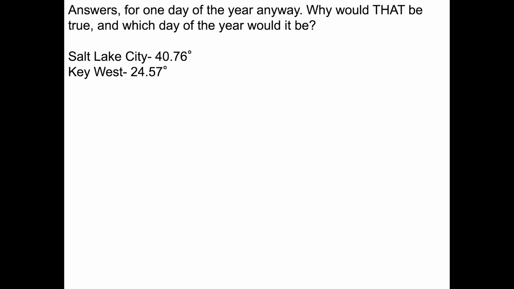Okay, so getting back to the answers from a question I asked long ago, what is the proper orientation and tilt for a solar panel in Salt Lake City to obtain the maximum amount of insolation on a particular day of the year? For Salt Lake City, I calculated 40.76 degrees tilt, aimed to the south. Key West, Florida, 24.57 degree tilt to the south again. Which day of the year would this be? That's something to think about, and you can fire an answer off to the webpage here if you want.